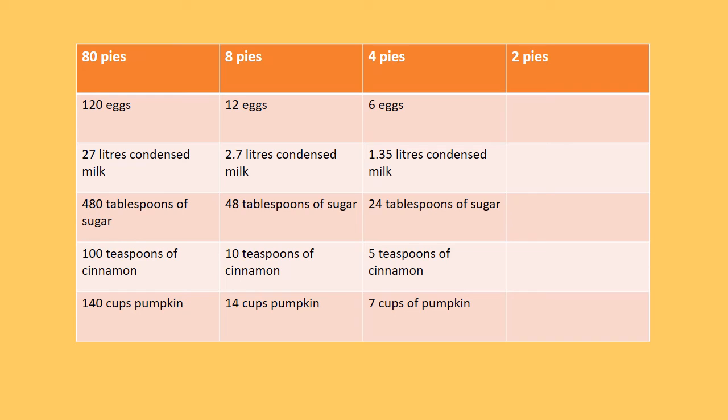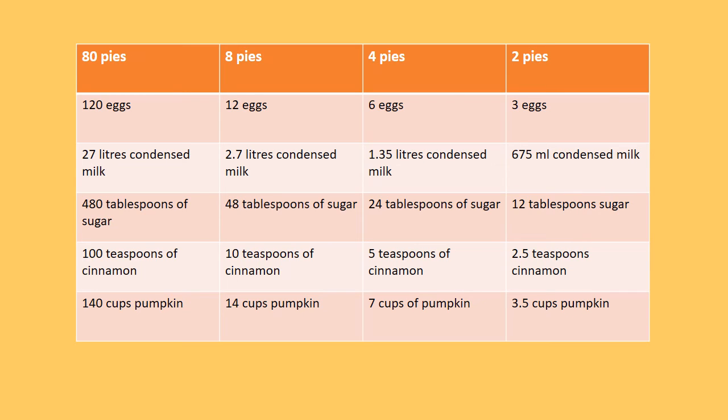Now for the final step. Pause the video again and have a go at scaling the recipe down one more time for 2 pies. So again, you'll need to halve all of those ingredients. Some of the amounts were a little bit trickier this time. For the eggs, it's 3 eggs. For the milk, it's really helpful if you turn that 1.35 litres into millilitres. So that would be 1,350 millilitres. And then it's much easier to find half of that amount in millilitres. It'll be 675 millilitres of condensed milk.